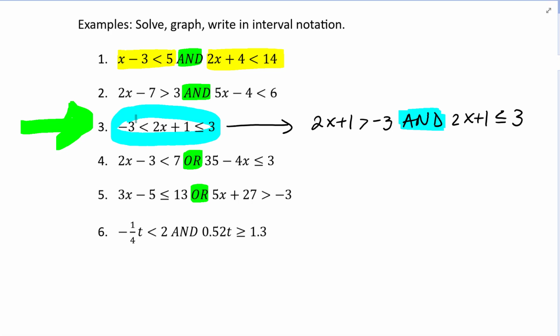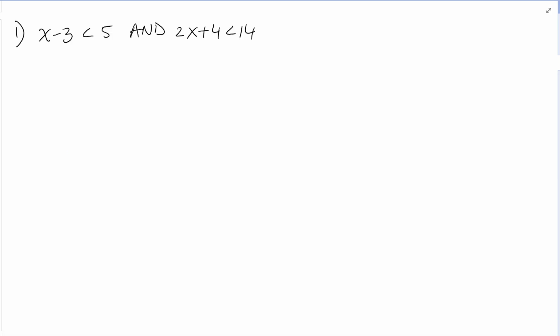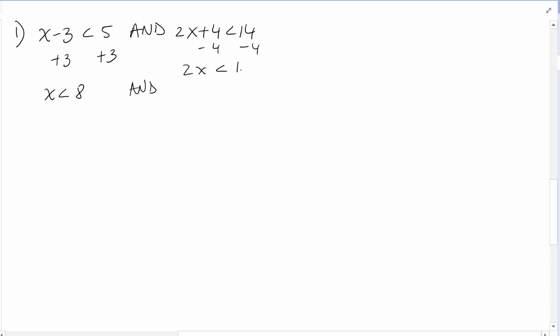All right, so let's solve some of them. So let's solve the first one. How do we solve it? Well, we solve each of the inequalities individually. So I'm going to add 3 to both sides, and we get x less than 8, so that's pretty much it. And let's solve the other one. We subtract 4 from both sides, we get 2x less than 10, we divide by 2 on both sides, and we get x less than 5. So we got x less than 8 and x less than 5.